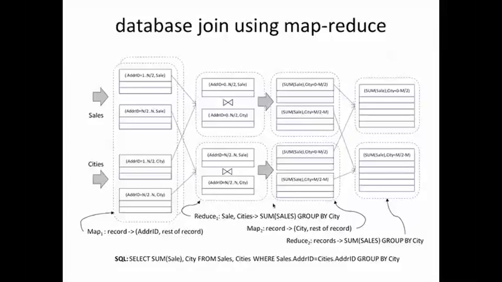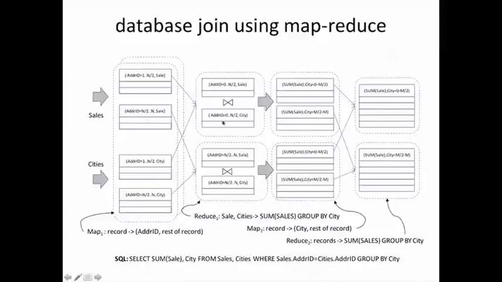Suppose we're given two tables, sales by address and cities by address, and we are interested in joining these tables to find the sales by city. In SQL, this is how you do it. You'd simply select the sum of sales from these two tables where the addresses match and group them by city.